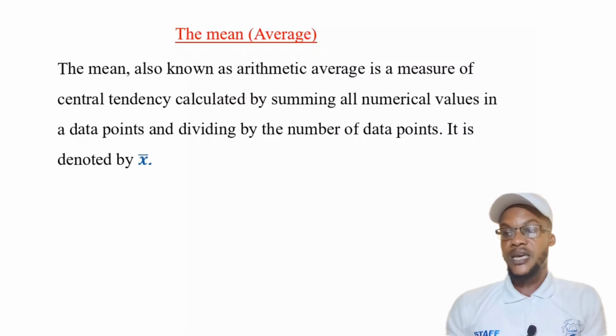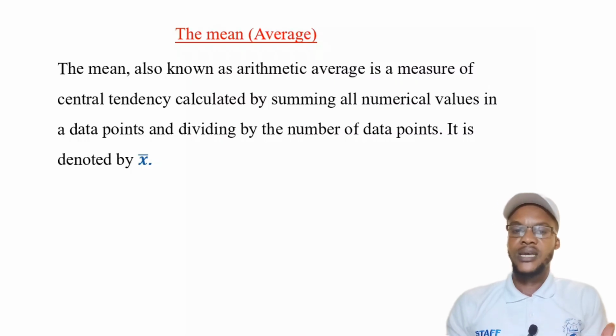For instance, you may be given the ages of particular people and be asked to find the average age. You just have to add all their ages and then divide by the number of people given, and that gives you the average or the mean.